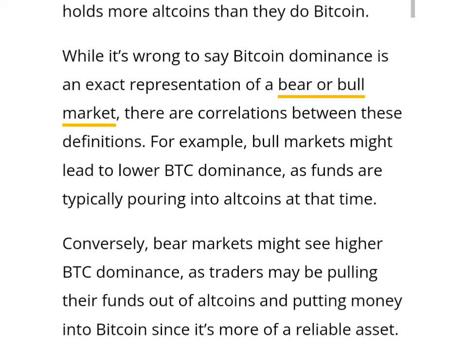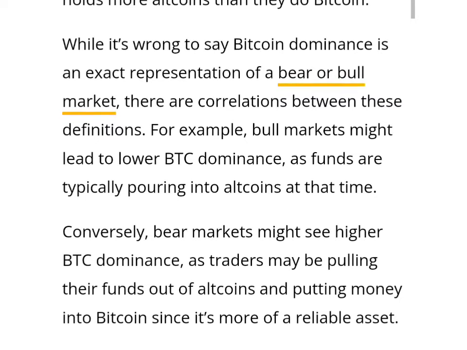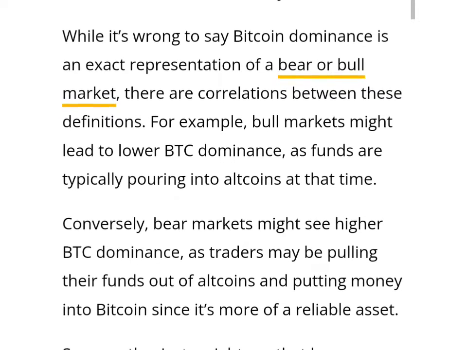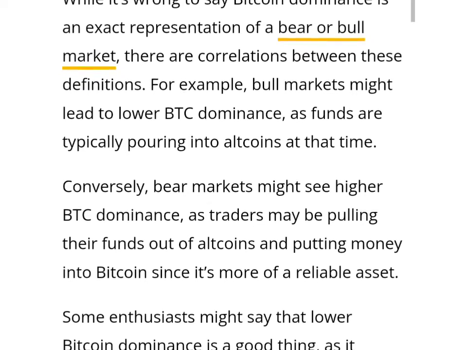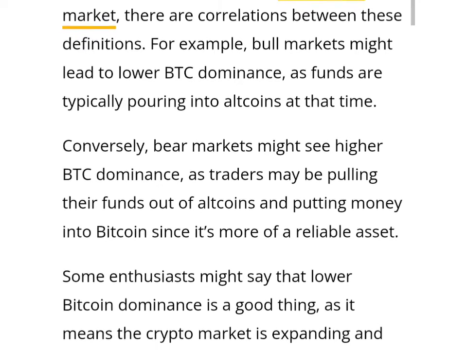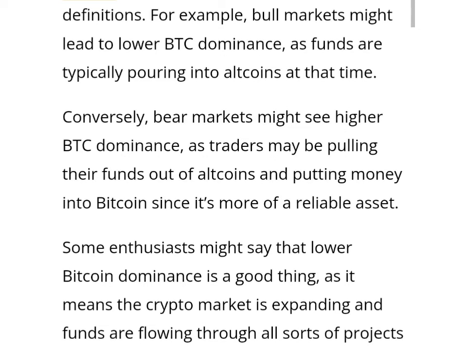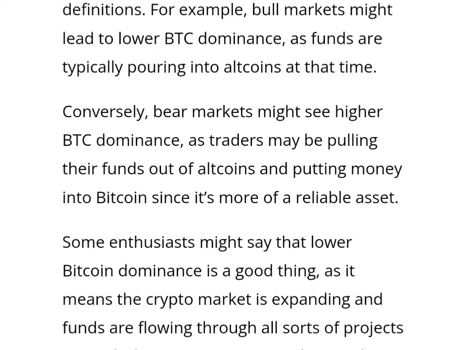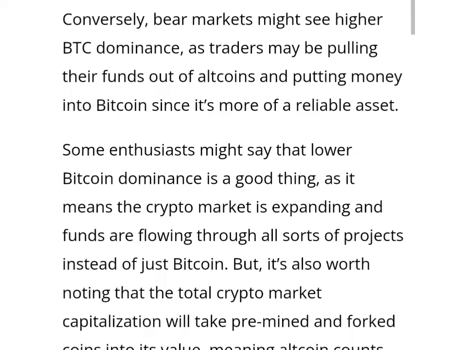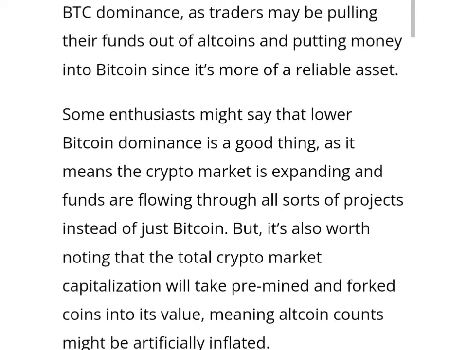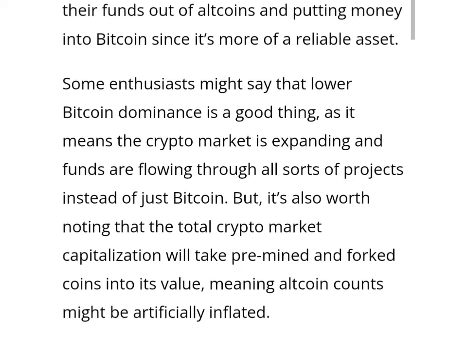While it's wrong to say Bitcoin dominance is an exact representation of a bear or bull market, there are correlations between these definitions. For example, bull markets might lead to lower BTC dominance, as funds are typically pouring into altcoins at that time. Conversely, bear markets might see higher BTC dominance, as traders may be pulling their funds out of altcoins and putting money into Bitcoin since it's more of a reliable asset.